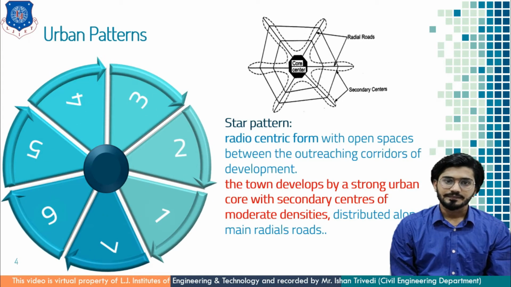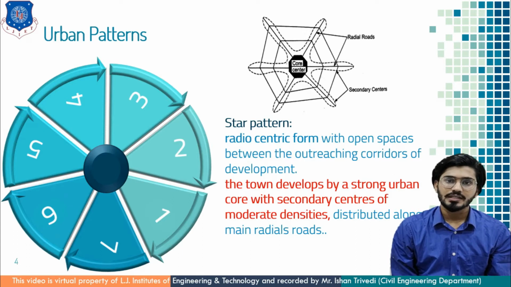Next is the star pattern. It is a radiocentric pattern where the core is the city center, or central business district, which is the major attraction for the town. At the same time, there are certain outreaching corridors, or major roads, going outward from the city. These radial roads are also connected, and the town develops with a strong urban core and secondary centers of moderate densities, distributed along these radial roads. So whatever the moderate density is, it is developed along the roadside, or this radial road.